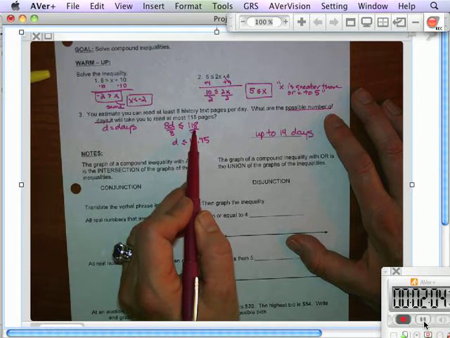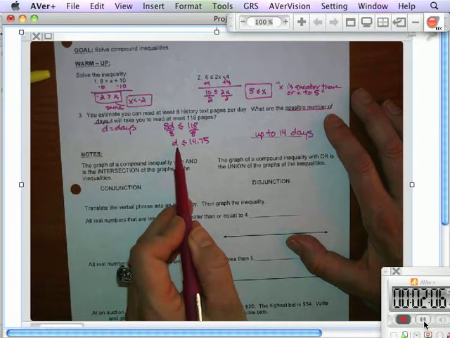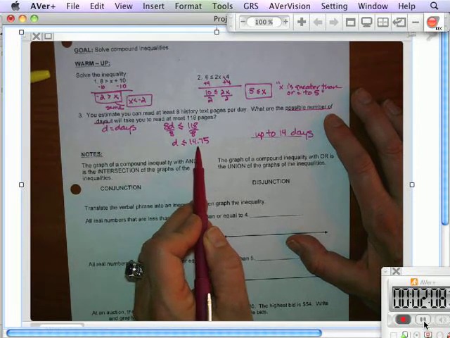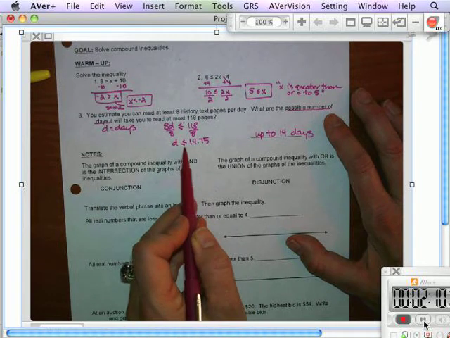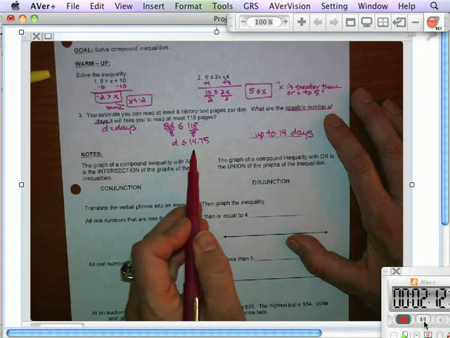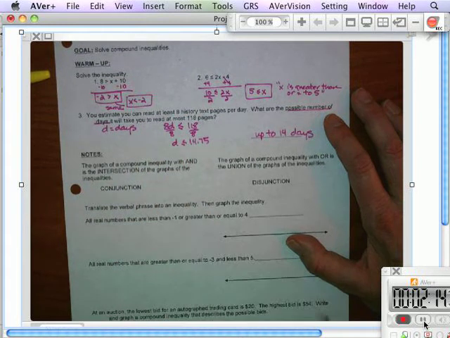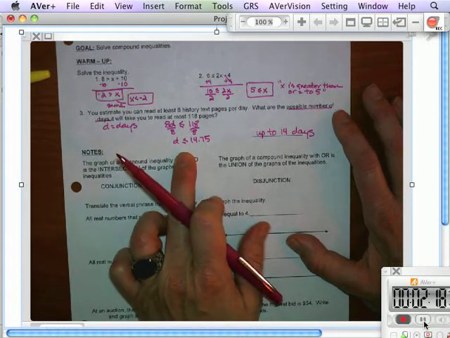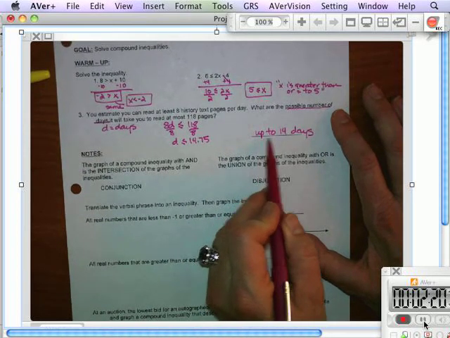And then I just solve it, and it says D is less than or equal to 14 3/4 of a day. That means I could take up to 14 days if I only read 8 per day. I could read more than that, and it would take me less than 14 days. So that's why I wrote my answer as up to 14 days.